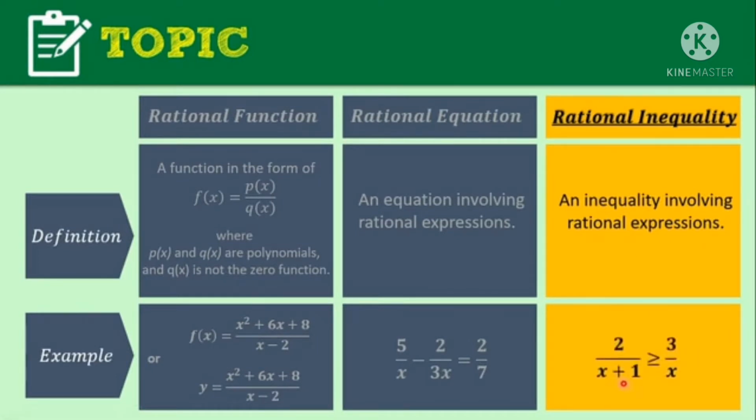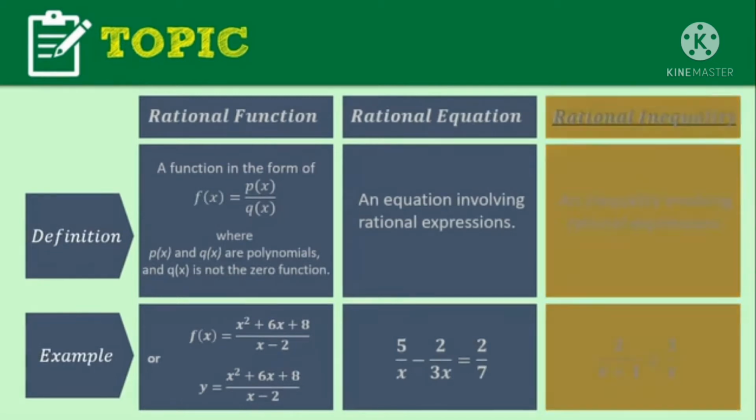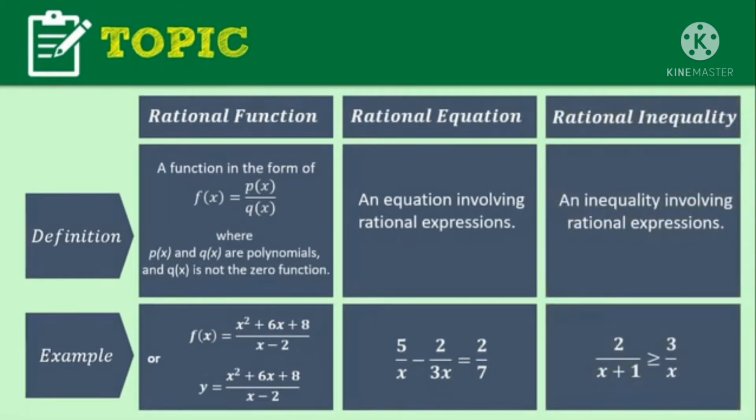This one. You have a rational expression greater than or equal to this rational expression. You have 2 over x plus 1 greater than or equal to 3 over x. So this is an example of a rational inequality. So let's try to see the comparison of the 3 main terms. You can pause this part of the video and look at the definition and the examples of the 3 terms.